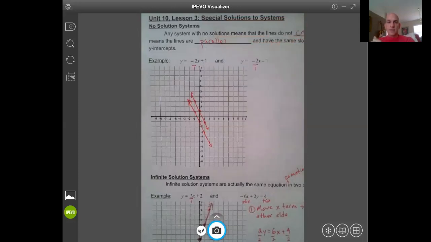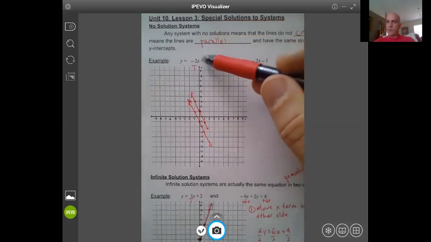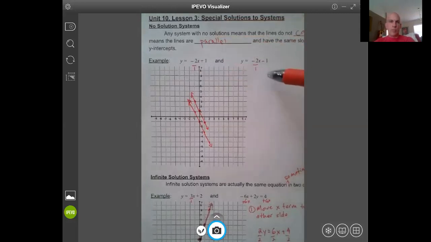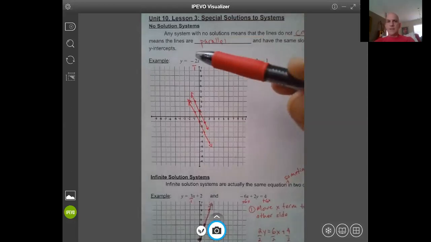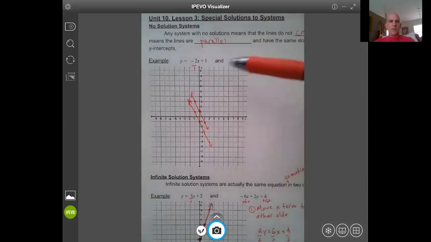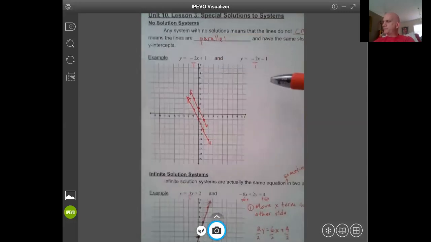If they have different slopes, for example, if this had been negative 2x plus 1 and this had been negative 3x plus 1, those would be lines that cross. No matter what the slopes are, if they are different, they will always cross, so they will always have one solution in a system. So parallel lines are easy to recognize: same slope, different intercepts.